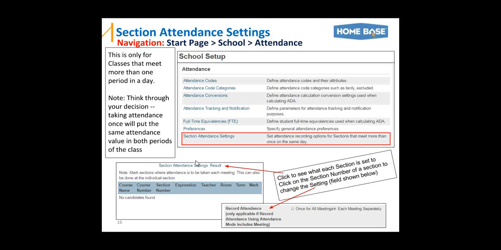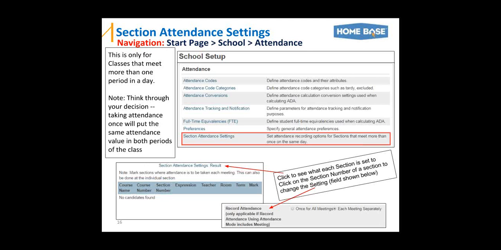And you're going to click that link where it says Section Attendance Settings Results. And then what you will see is a list of all of the sections and what they are set up to be. And if you want it to be each meeting separately, so you have to check your attendance in both of those periods, or you want to say, no, for this section, I want to count just once for all the times it meets, you're going to click the section name or the number. Actually, use the section number, it's better.